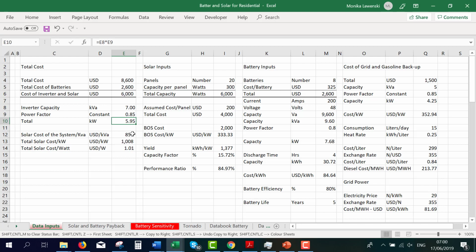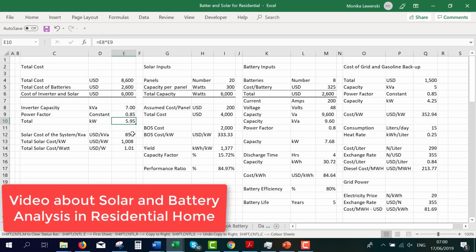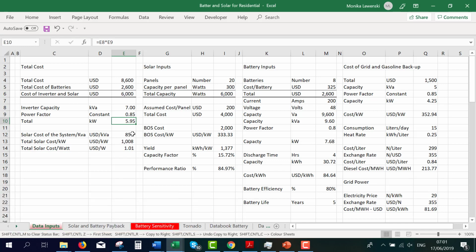This is a video about how to do an analysis of a system that includes battery and solar and how to compare it against grid power, and also self-generation from diesel power.